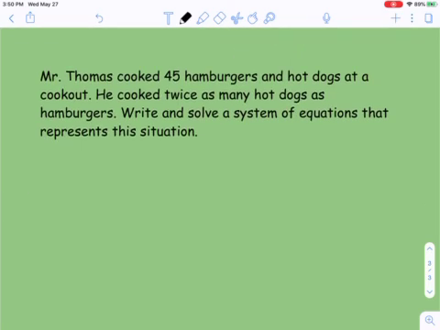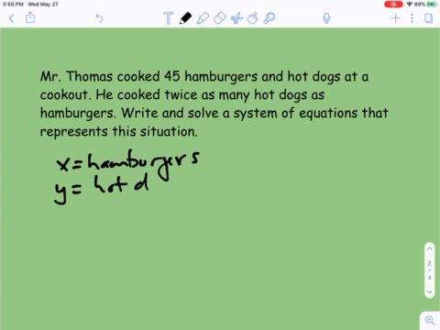Mr. Thomas cooked 45 hamburgers and hot dogs at a cookout. So let's just say x is hamburgers. So we're defining our variables. We want to find out how many hamburgers and how many hot dogs, I bet. He cooked twice, and solve a system of equations that represents the situation. So that's where we're at. We've got hamburgers and hot dogs, and I know he cooked 45. I don't know how much of each, but x plus y equals 45.